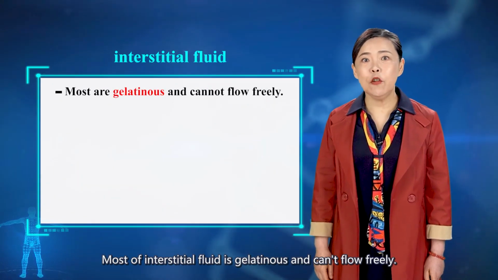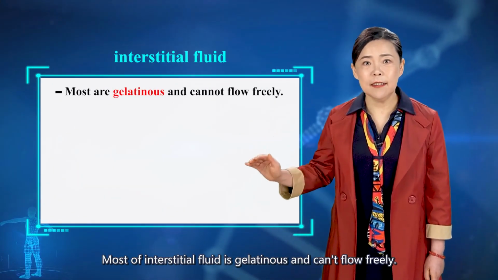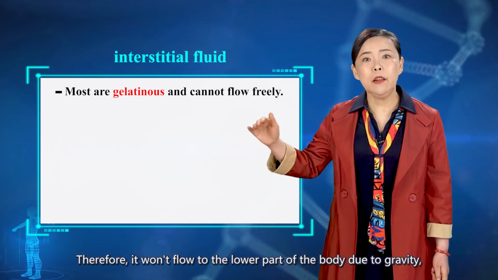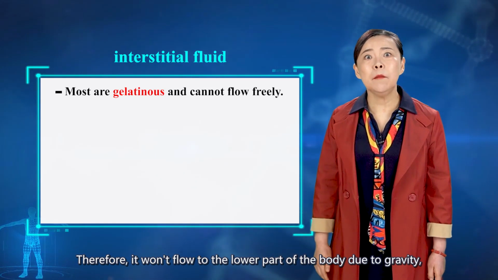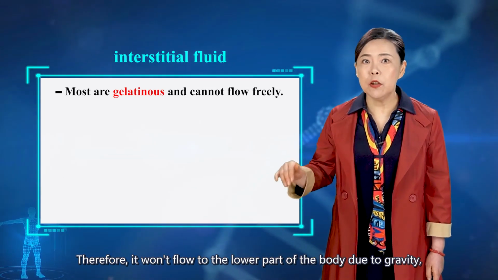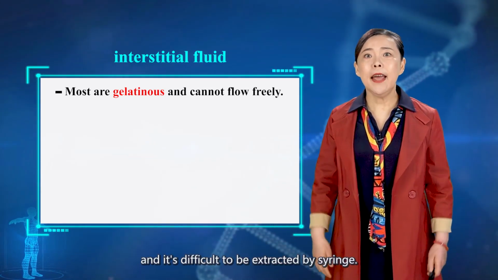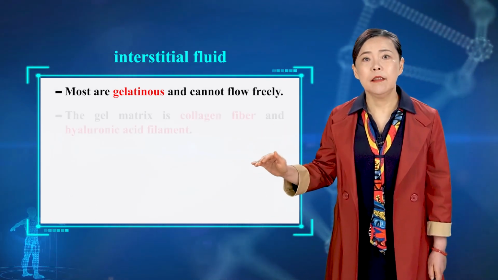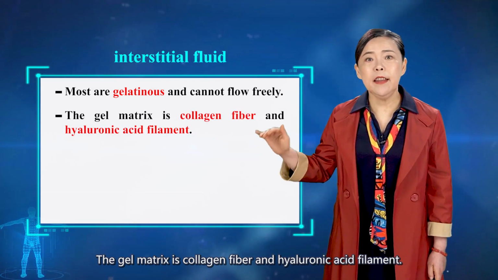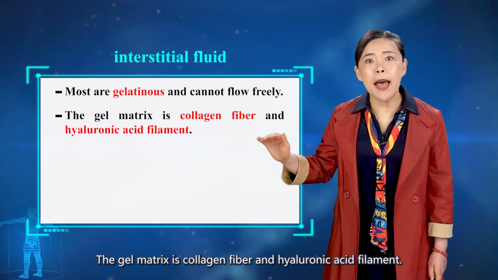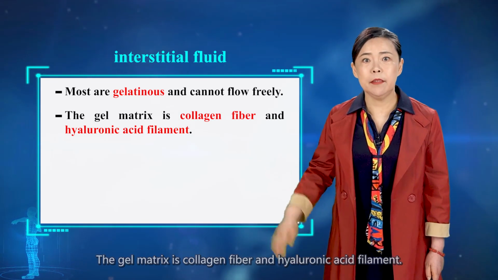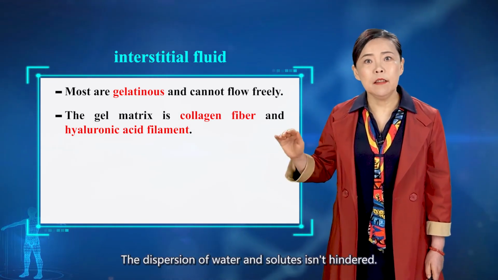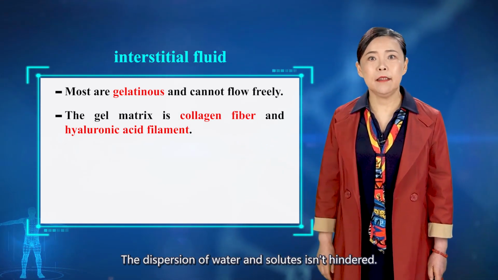Most interstitial fluid is gelatinous and can't flow freely. Therefore, it won't flow to the lower part of the body due to gravity, and it's difficult to be ejected by syringe. The gel matrix is collagen fiber and hyaluronic acid filament. The dispersion of water and solutes isn't hindered.